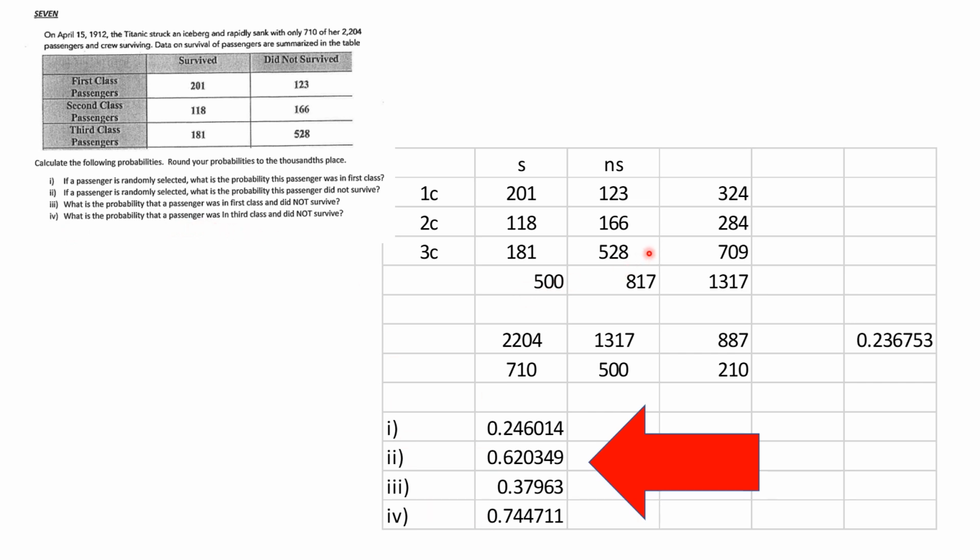And problem number 4 was, what's the probability the passenger was in third class and did not survive? Well, third class is here, and so it was 528 over 709, which is 74.4%. And notice that this actually proves that there was a dependency between class, and I refer to that in the next problem.